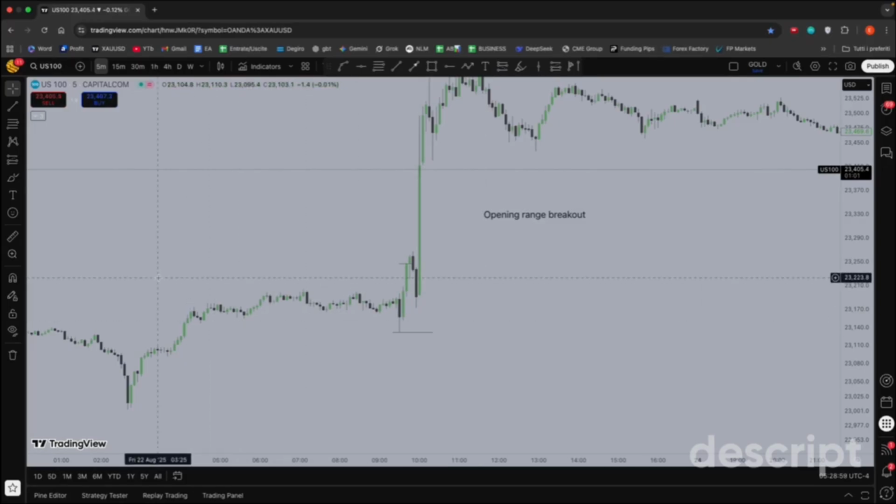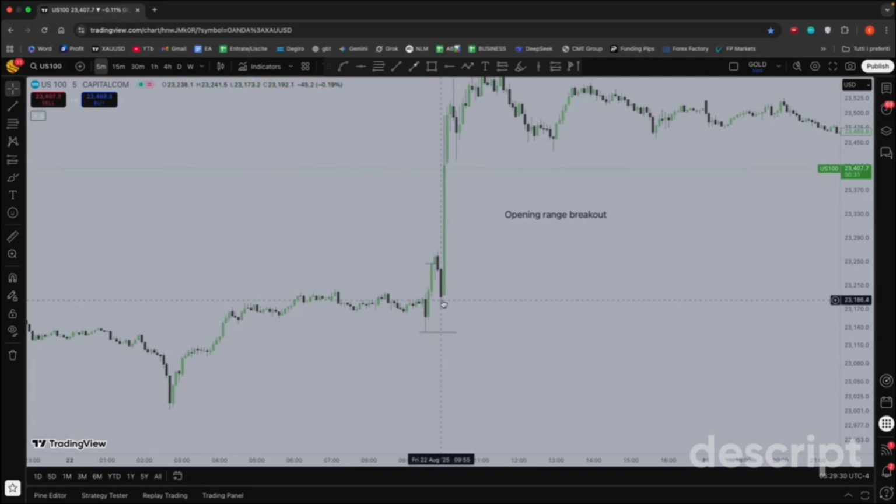And the strategy is very simple. It's a breakout-based strategy designed to capture the momentum right at the open when the volatility is high. If the price breaks above the range, we go long. If the price breaks below, we go short. That's it.